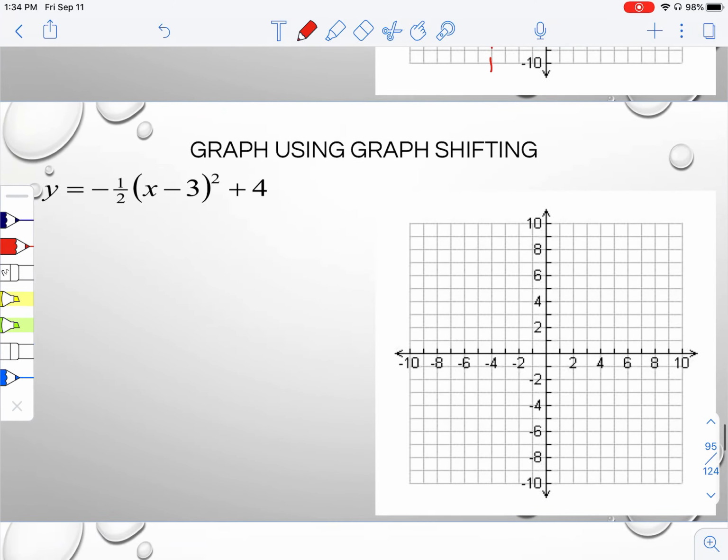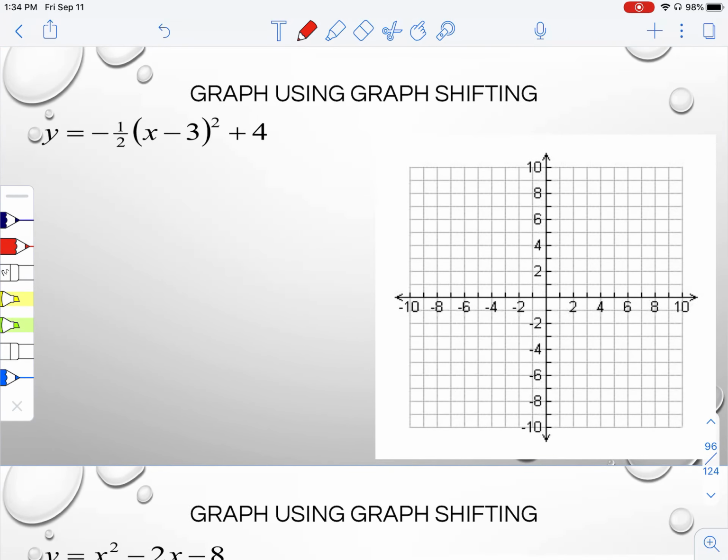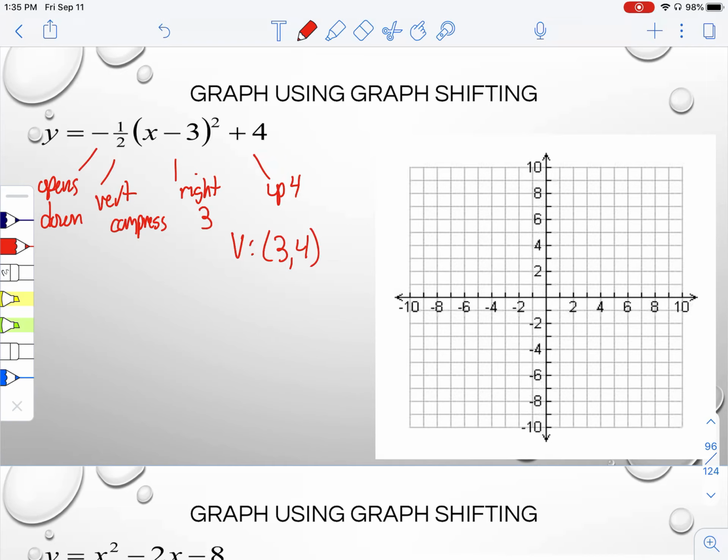This graph right here, I'm just going to go right after it and just plot this equation instead of duplicating and sliding around. I think we're at the point where we can handle it, I hope. So this one's going to open down. It's going to be vertically compressed. We went right 3 and up 4, which means our vertex is at 3, 4. And that will also be our vertical line of symmetry at x equals 3.